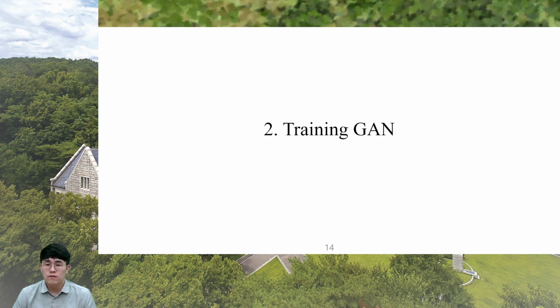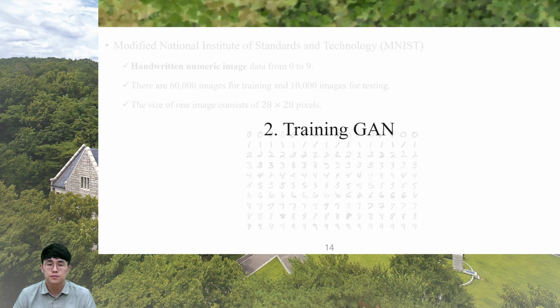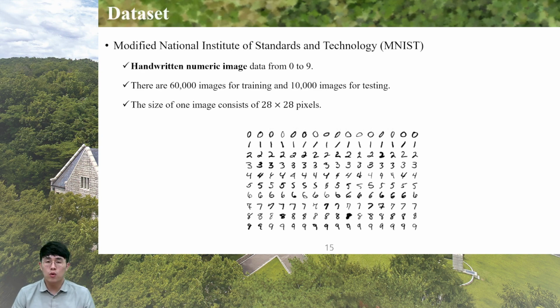Now that we've learned about the structure of GAN, I will explain the process of training handwritten numerical images in GAN and discuss the results. First, I will go over the input data. I used MNIST data, which is a handwritten number image ranging from 0 to 9. It includes 60,000 training images and 10,000 testing images. Each image is 28 multiplied by 28 pixels in size.